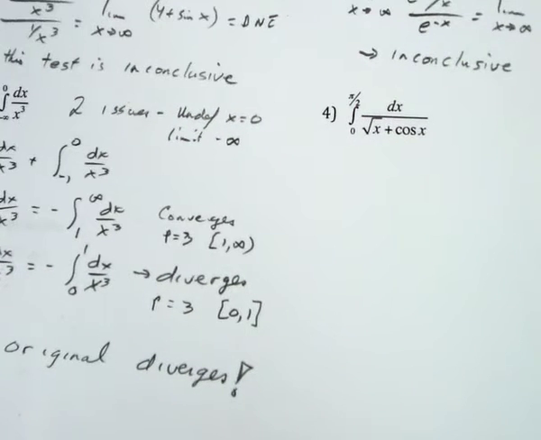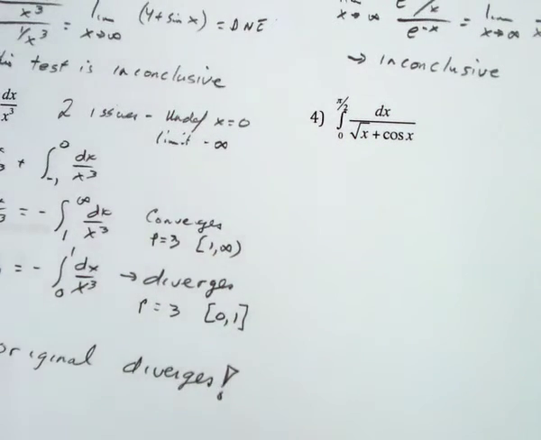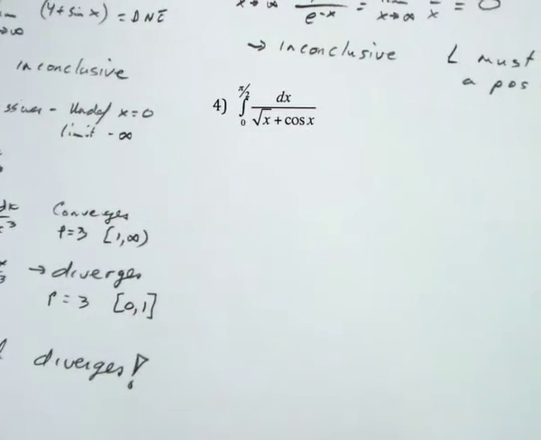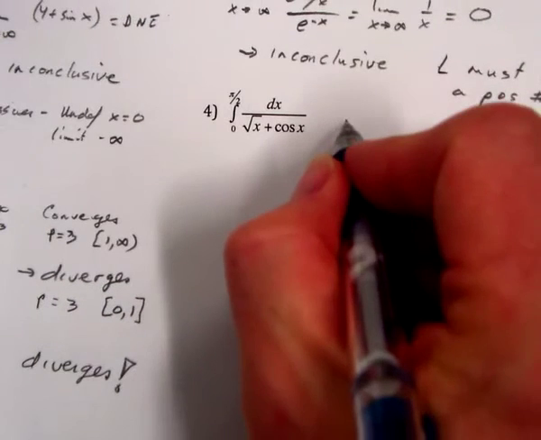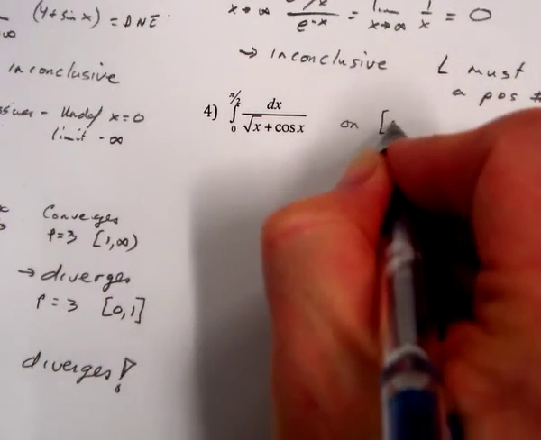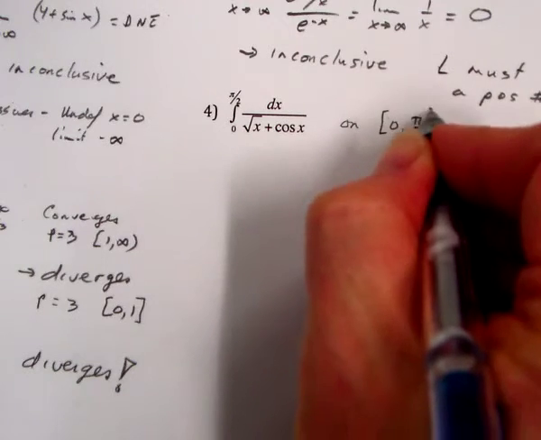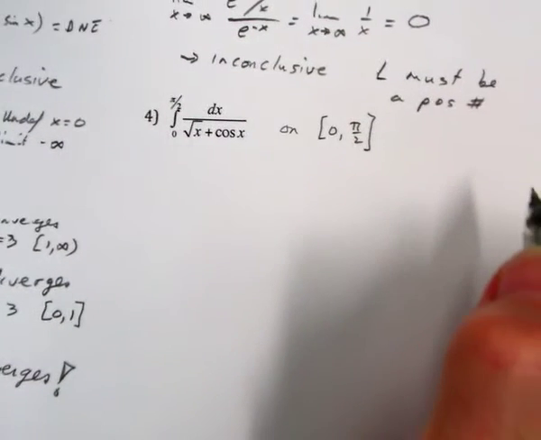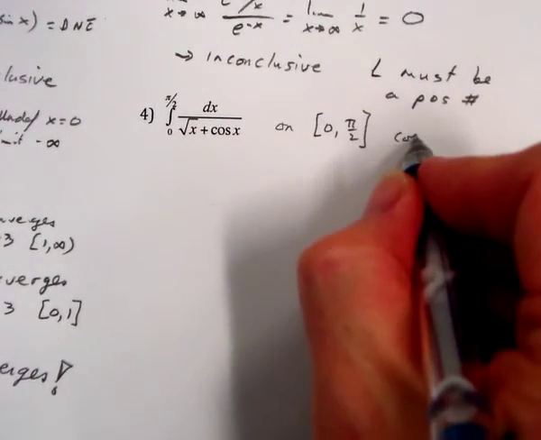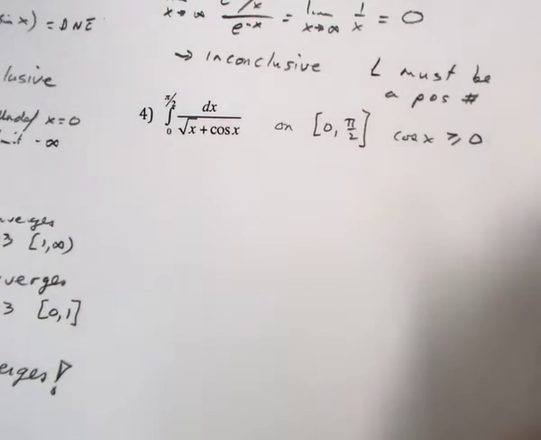All right, the next one. So this one we're just dealing with integration. On the next one, when we look at this, we have to take into account this interval here. We're going from 0 to pi over 2, and on that interval we can guarantee that cosine of x is greater than or equal to 0.